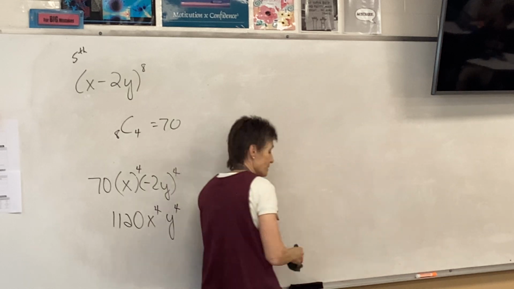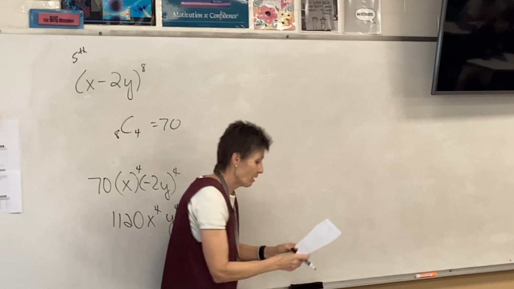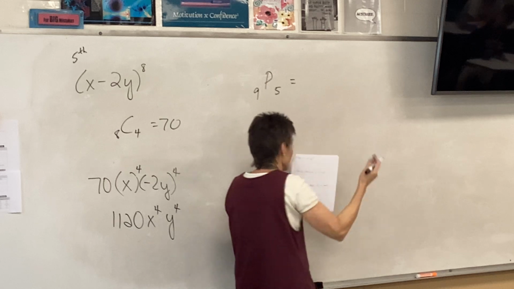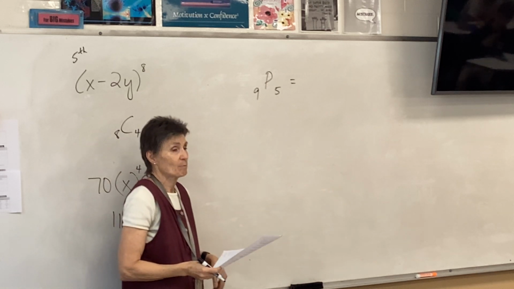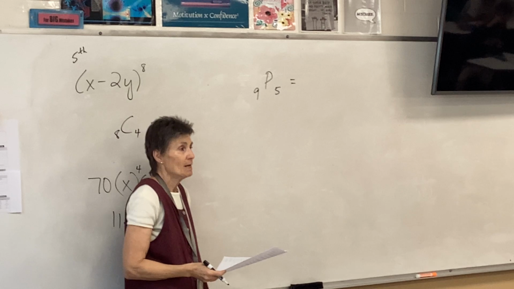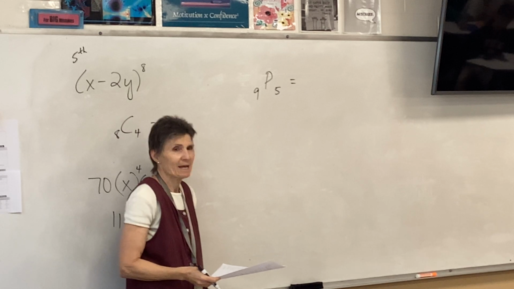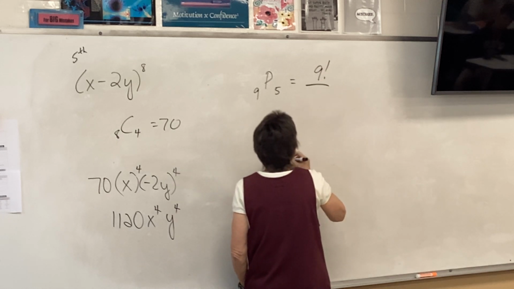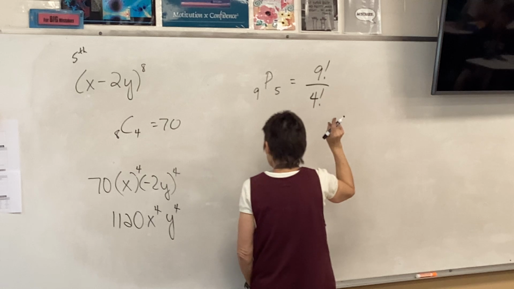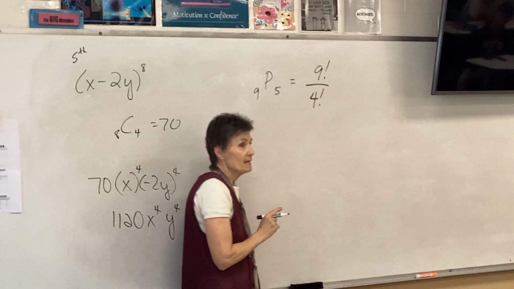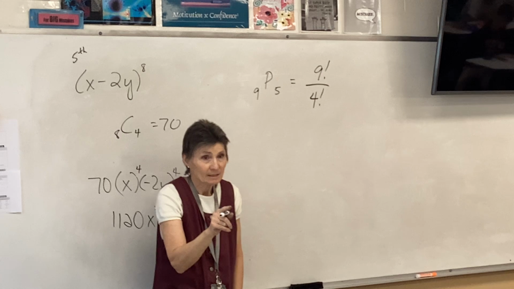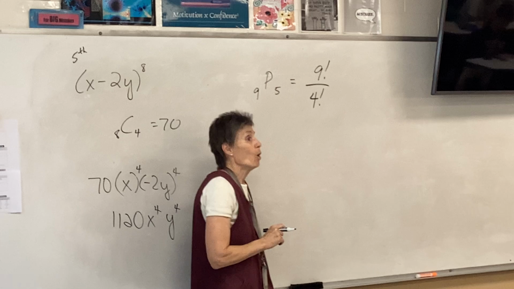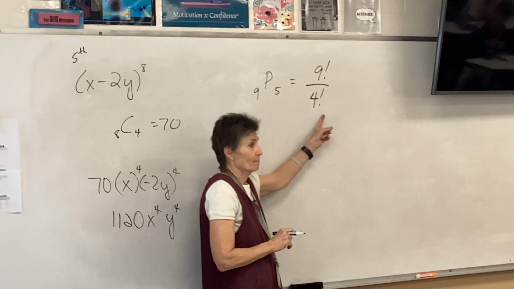Now the next one is a little bit tricky because this is in your notes, but we haven't done any P's. We've done a lot with C's, but we haven't done any with P's. Anybody remember how to do a P by hand? Derek? 9 factorial over 4 factorial. 5 factorial divided. Just 4 factorial. If it's a C, it goes over both. But if it's a P, it only goes over the minus.